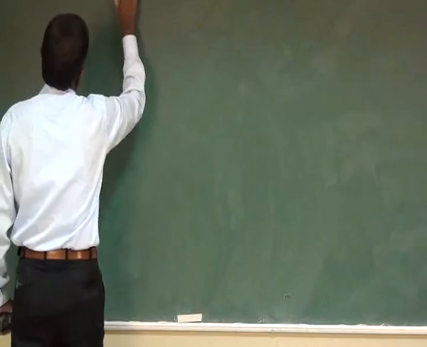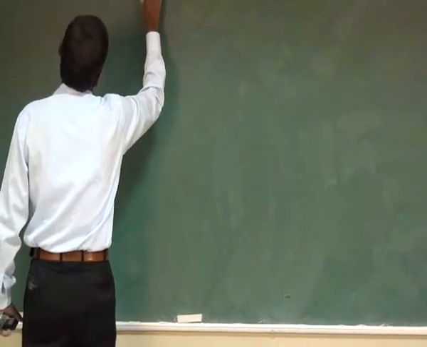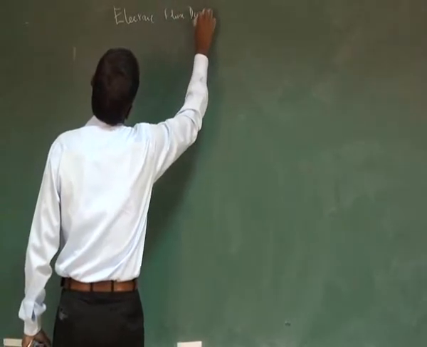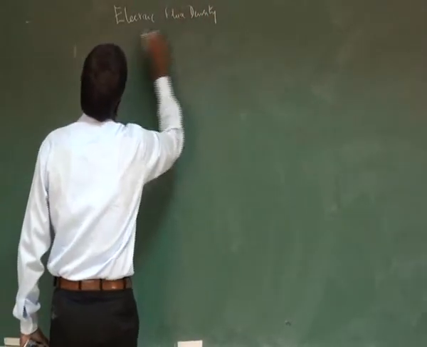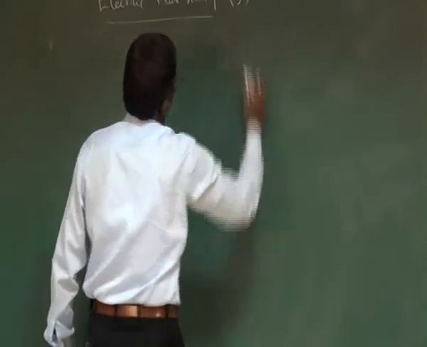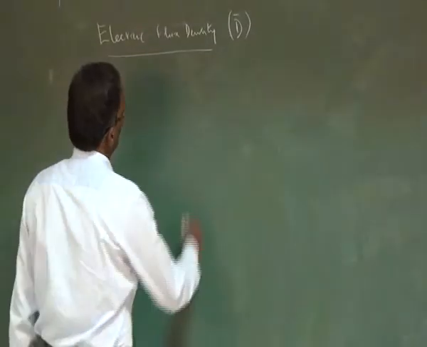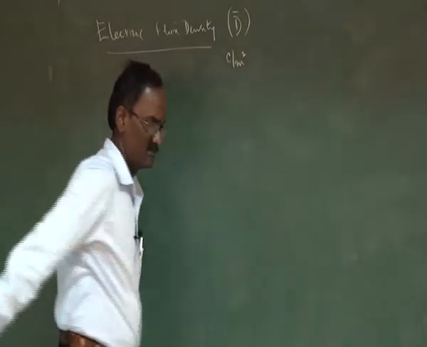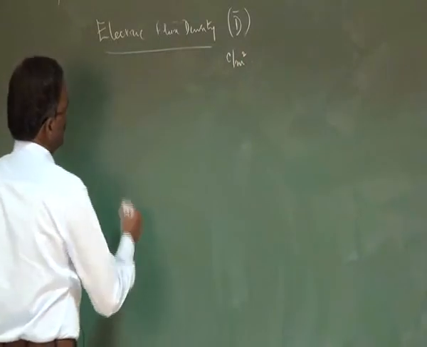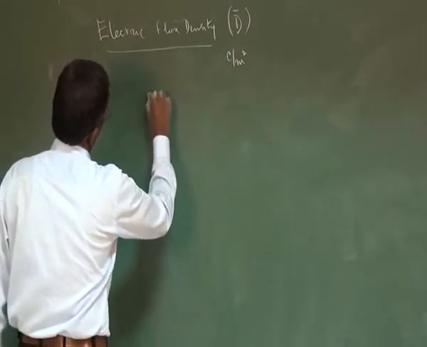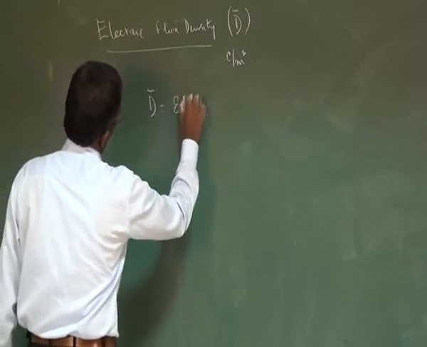Electric flux density. From the results, I will calculate electric flux density. The letter used to denote electric flux density is d bar and its unit is coulomb per meter square. So the mathematical result says d bar is equal to epsilon E bar.